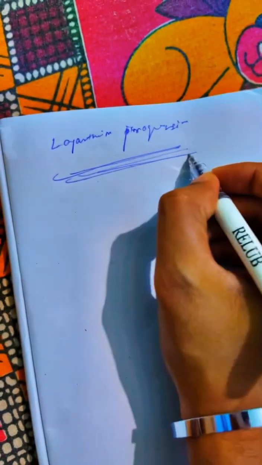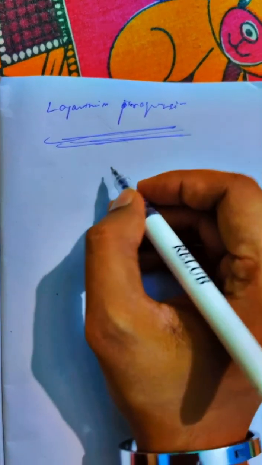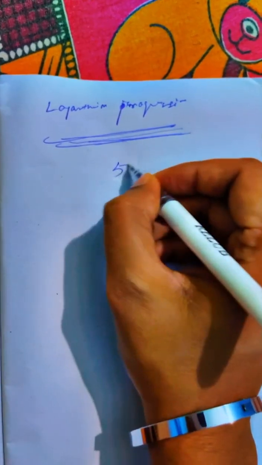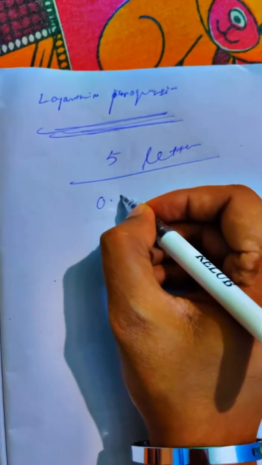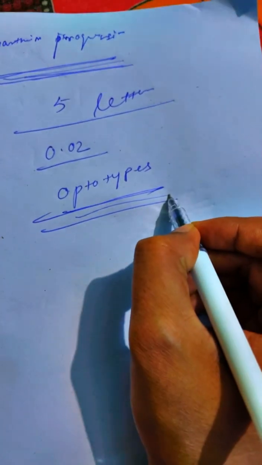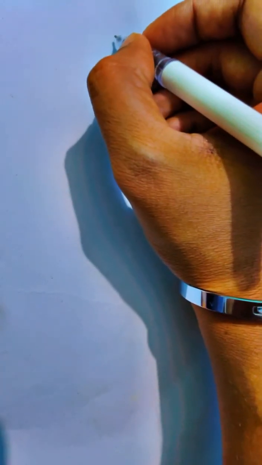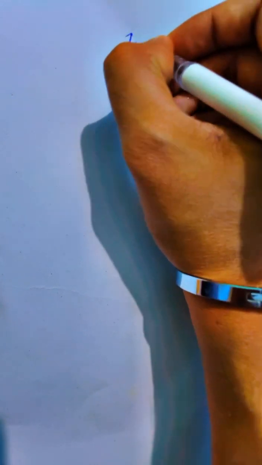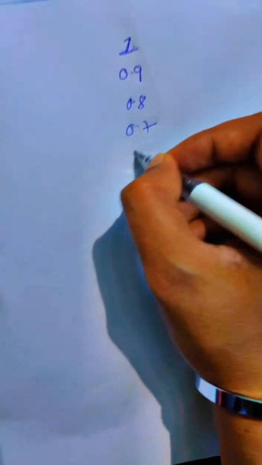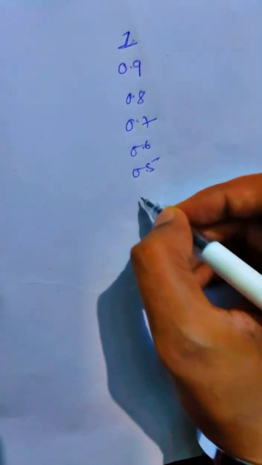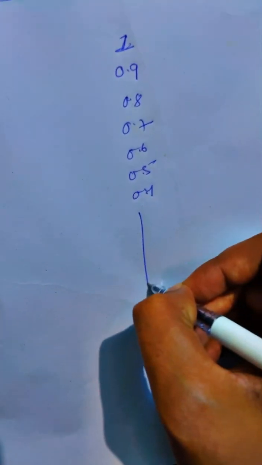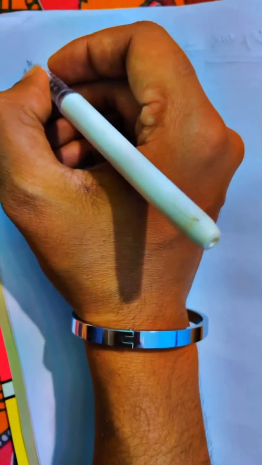Logarithmic progression is the principle of a LogMAR chart. Each line of a LogMAR chart contains 5 letters. Each letter's value is 0.02, and those individual letters are called optotypes. The first line of a LogMAR chart has a value of log 1, then there is log 0.9, 0.8, 0.7, 0.6, 0.5, 0.4, and so on. Okay, let's try to solve a question.